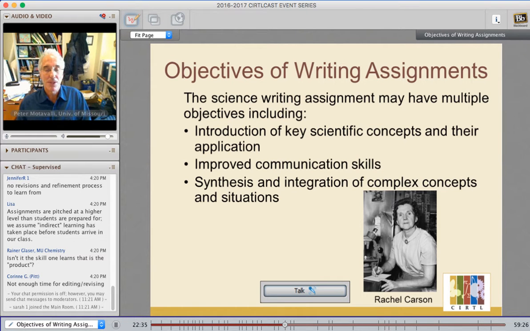The other thing that's often there is learning to synthesize and integrate complex concepts and situations. How do we do that? Writing, of course, and Amy had mentioned this last week about writing to learn and learning to write. These are really critical parts of why we do writing for that purpose. The one that Rainier is going to talk about a lot next week is editing and revision skills, which is a very important skill to have as well.